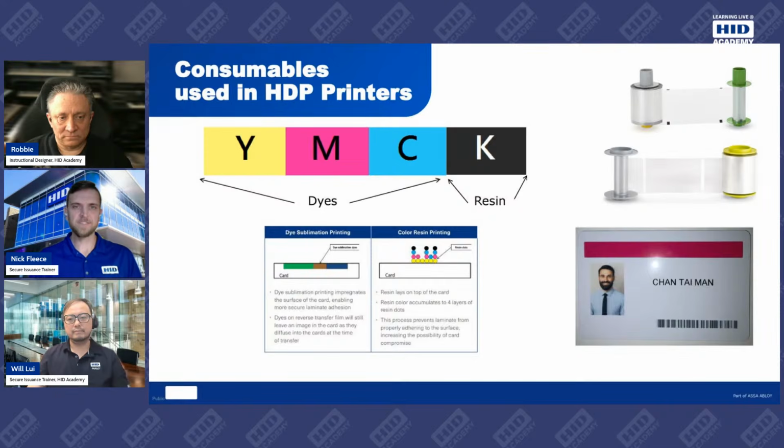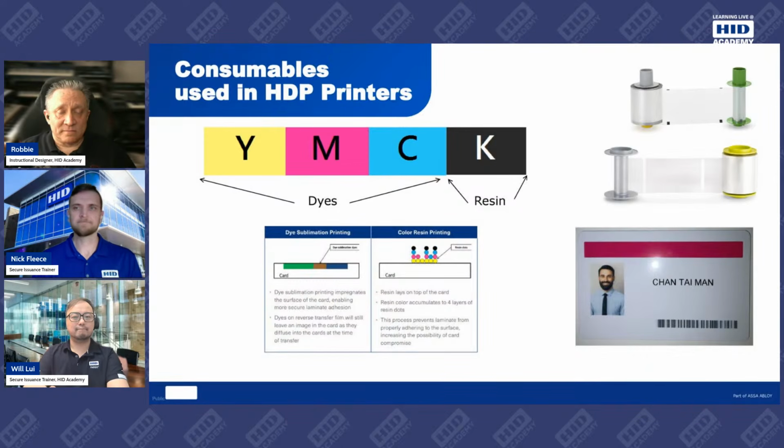The ribbon does follow the same format as the DTC. We have the YMC panels that are used to make all your pictures, all your vibrant colors. And then we have the K panel, or the resin panel, which is used for text, barcodes, anything like that. Now, you may also see another ribbon that we have available. It's the YMCKK. That ribbon is typically used when you have, say, verbiage or any text you would like to print on the back of the card. We also provide an additional K panel for backside printing.